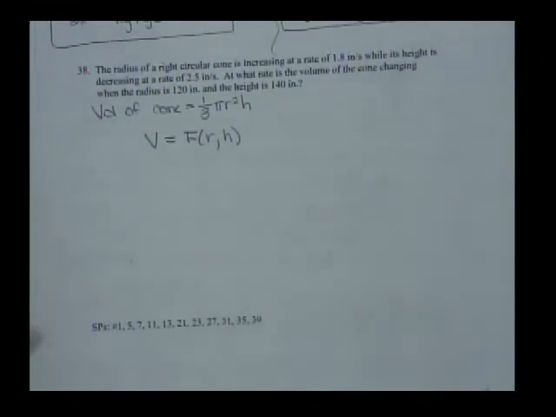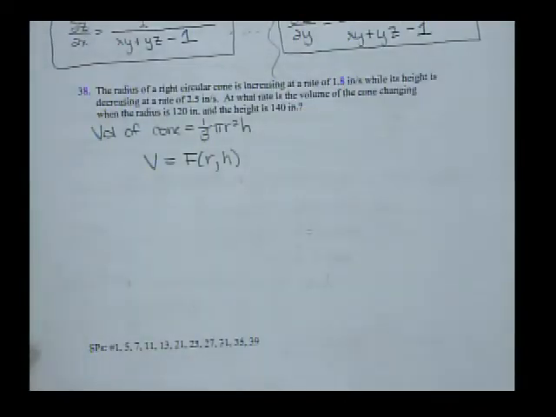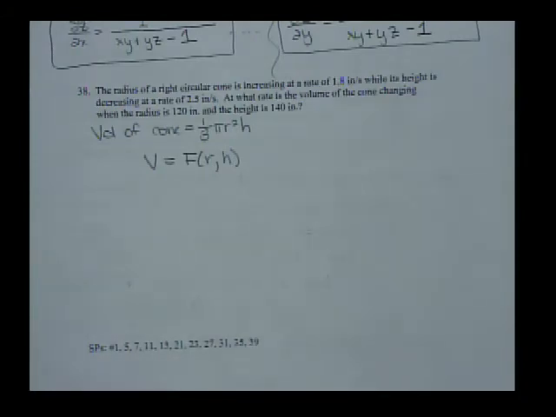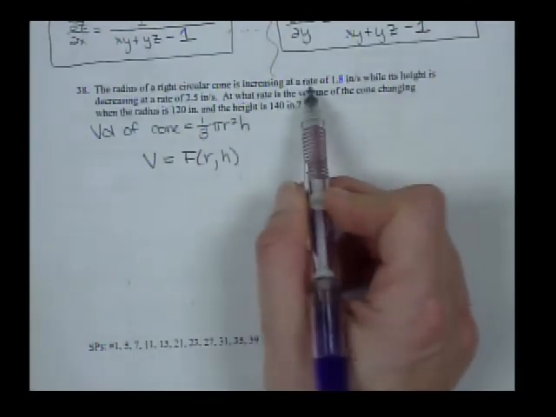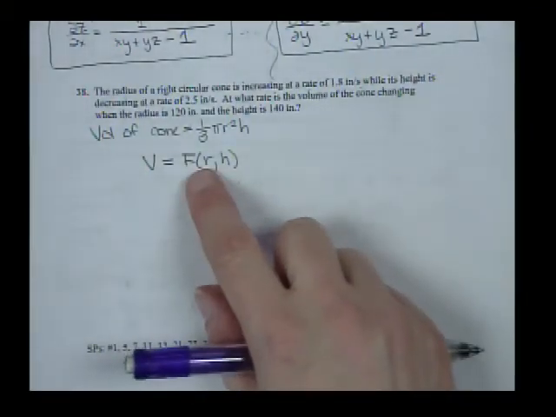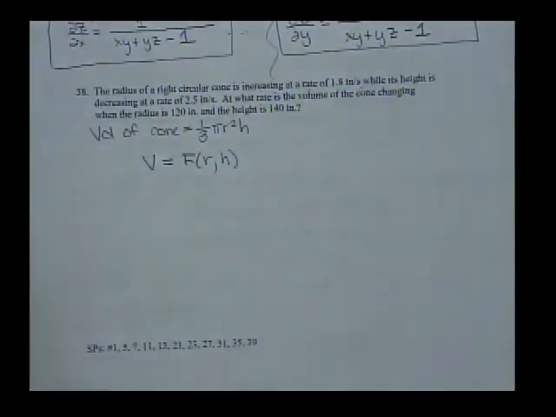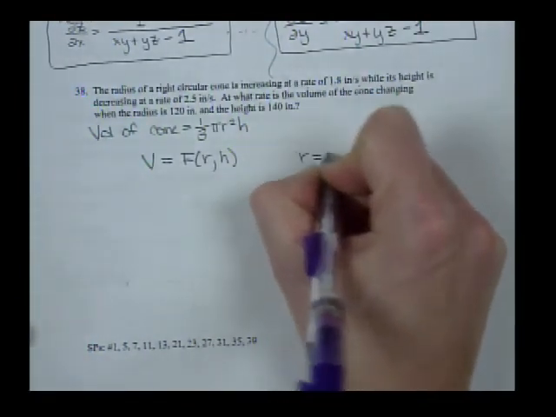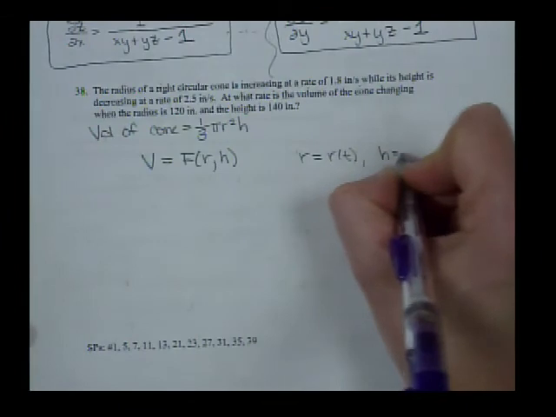Okay. So we want to find the rate of change of the volume. So now what's sort of implied in here, and we don't really address it directly, is r and h are functions of what? Time, right? Because when they say increasing at a rate of 1.8 inches per second, then the radius is changing with time, and so is the height. So we know that r is a function of time, and h is a function of time.